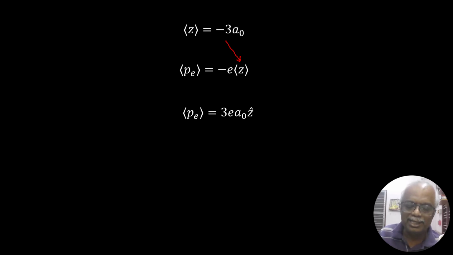Now you can see 3 is a number, e also is a non-zero constant, the charge of the electron. a naught is the Bohr radius. So everything is a positive number. So naturally the expectation value of P is non-zero. So we can simply say the expectation value of P is not equal to 0. There is no term that contains 0 here. Everything has a fixed value.